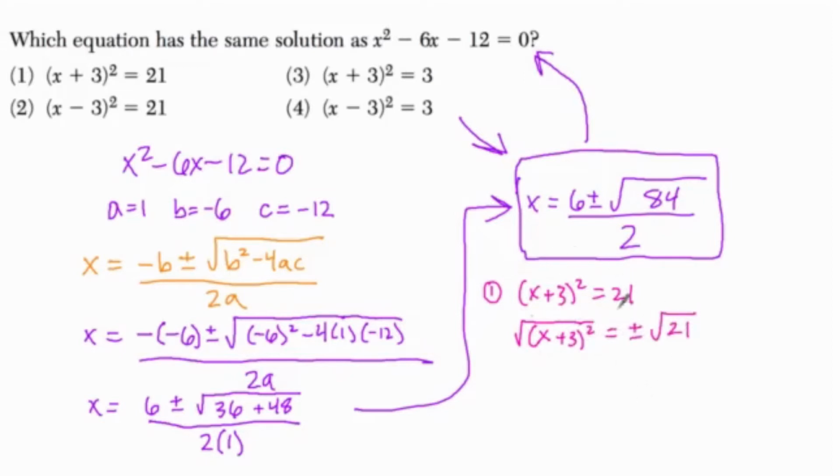So whenever you're solving something like this, and you're taking the square root of something squared, don't forget the plus or minus. And we could say the square root cancels out the square here, and we're left with x plus 3 is equal to plus or minus the square root of 21. And then we could subtract 3 on both sides. And we have x is equal to, so we subtract 3.